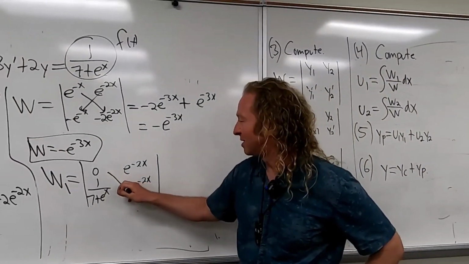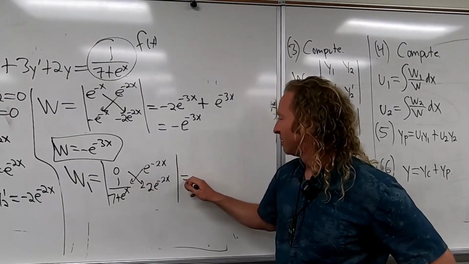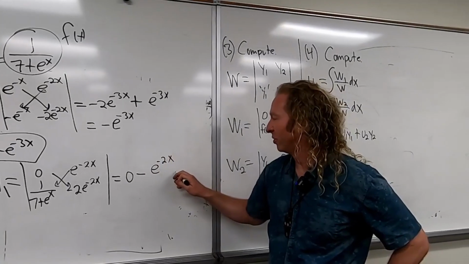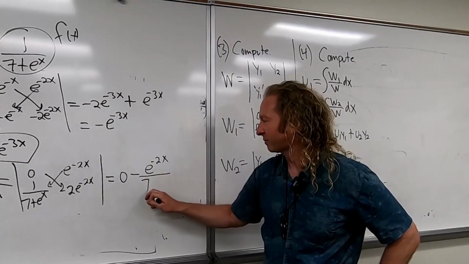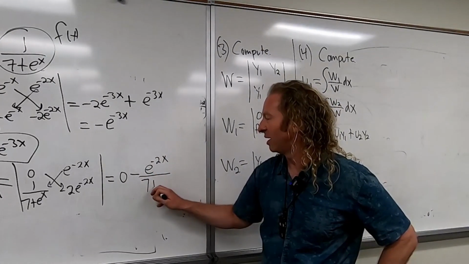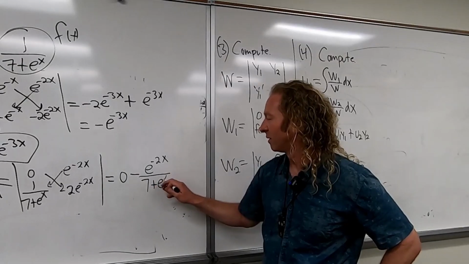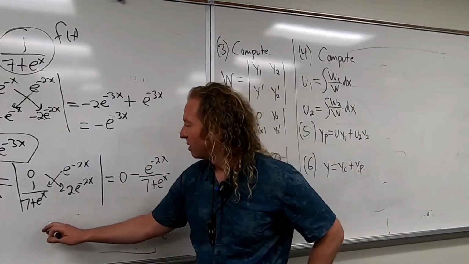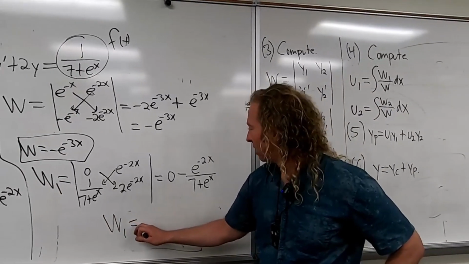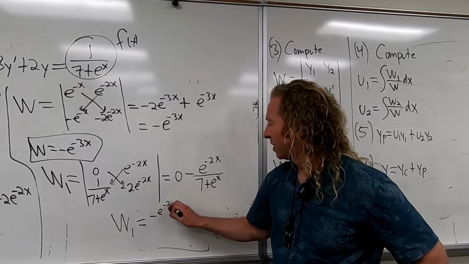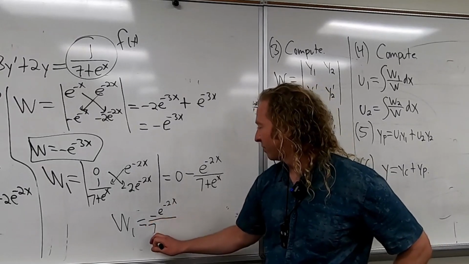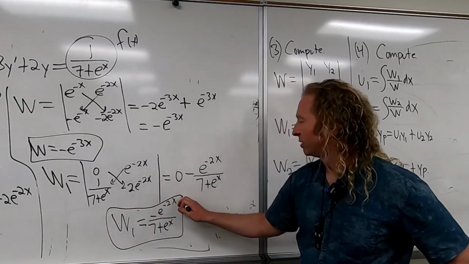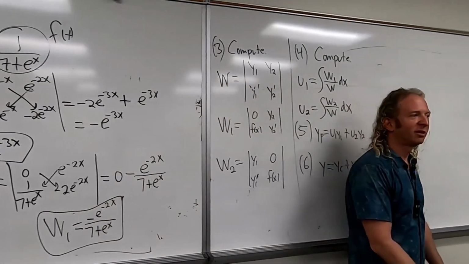So this times this is 0 minus this times this. So it'd be 0 minus e to the negative 2x over 7 plus e to the x. Yeah, so I'm going to write it again. W1, I'm going to put it in a box, is negative e to the negative 2x over 7 plus e to the x. And I'll put that in a beautiful box. There we go. Good stuff.